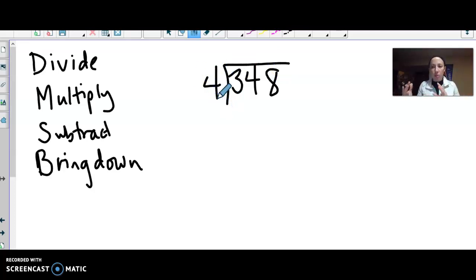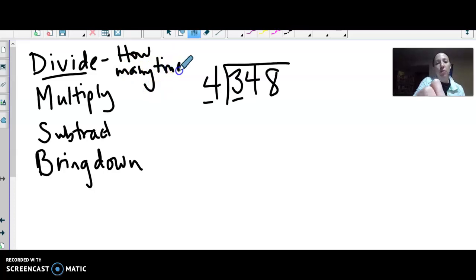Now, similarly to before, I'm trying to figure out how many times 4 will go in, but instead of looking at the whole number, I'm just going to look at a part of it. So I would say, okay, how many times does 4 go into 3? So this divide step is like, how many times is what I'm asking myself. Well, 4 doesn't go into 3, so I'm going to ignore that and then just look at 34. How many times does 4 go into 34? Well, I can either count by 4s, I can look at my chart, and I can say, oh, it goes in 8 times. That's as close as I can get without going over.